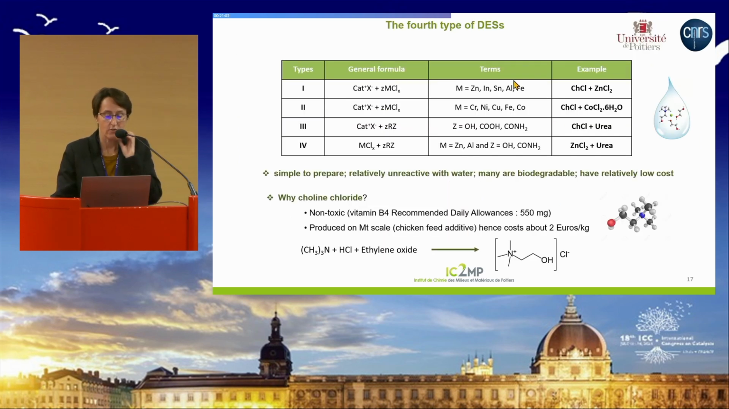So if you look on the 4th type of deep eutectic solvents that you can obtain, there are different forms. You have an hydrogen bond donor, hydrogen bond acceptor. You can see some example here of the deep eutectic solvents that you can obtain. There are many. I didn't want to show you how many combinations you can do. Okay, I just give you general formula. Very simple to prepare.